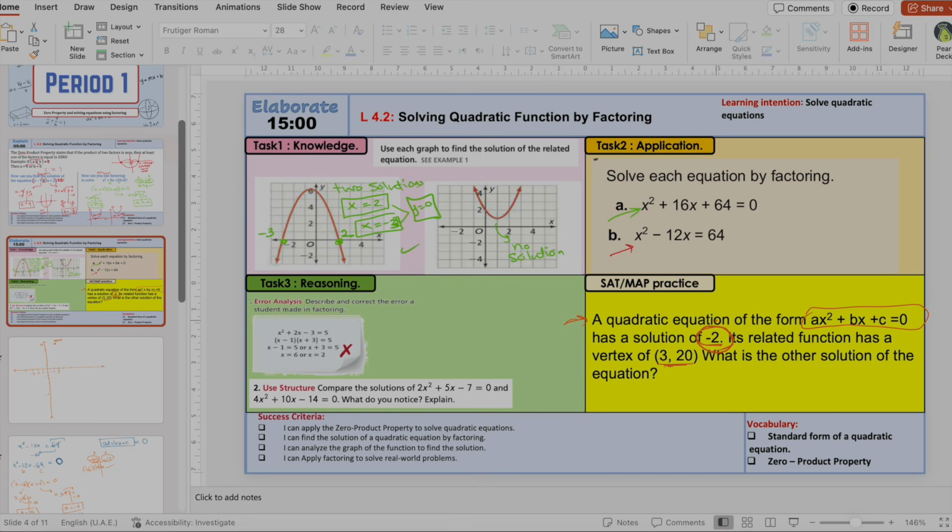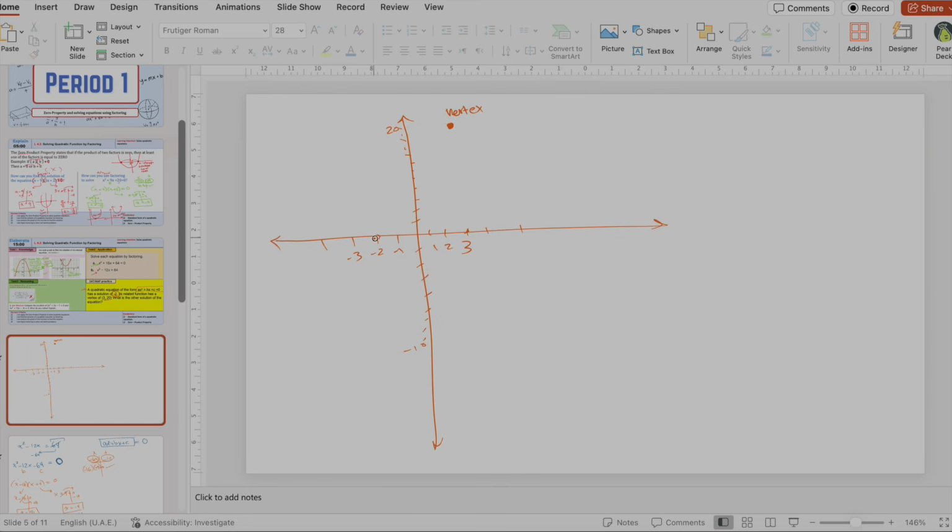And I have a solution at negative 2. So my graph will cross the x-axis at negative 2. It looks like a downward graph, obviously. Now the thing is, on the other side, my graph should also cross the x-axis. Obviously, it's a U, either downward or upward. So I can draw it roughly, but I don't know the accurate location.